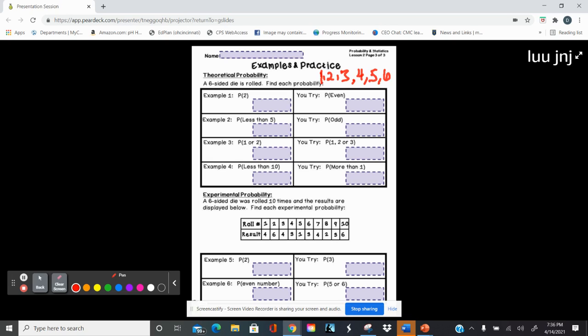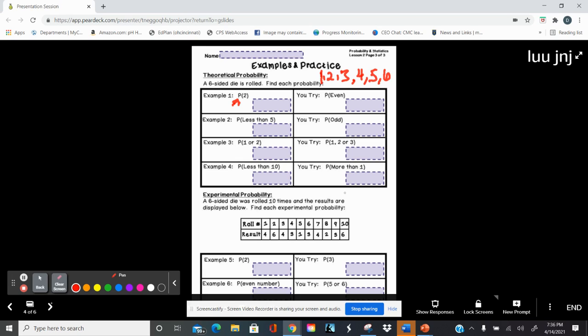So that's 6. In the first example, remember that when we have a P with something inside the parentheses, that means the probability of, and whatever's in the parentheses is the event. Just to refresh your memory, because we learned this last time as well, P is the probability, and whatever is in the parentheses is the event.